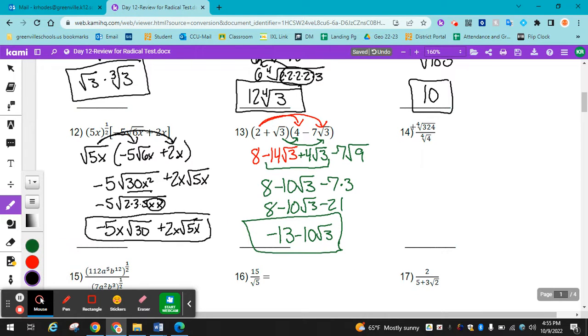If you are dividing and they're both the same radical, they're both 4th root, you can just simplify that. 324 divided by 4 is 81. The 4th root of 81. 81 is 9 times 9, and 9s are a bunch of 3s, so 4 3s. So it's just 3. Way simpler than all that craziness.